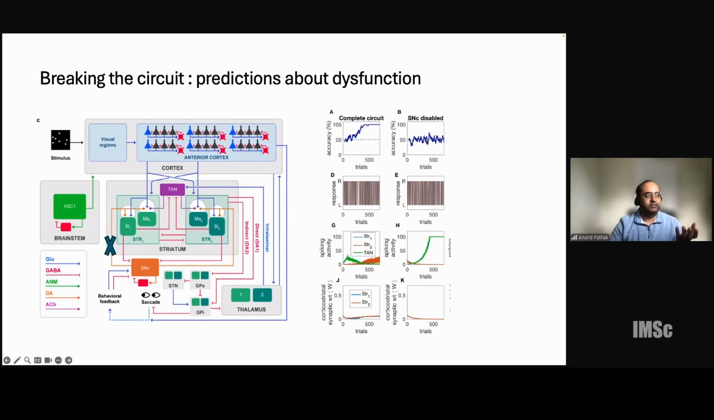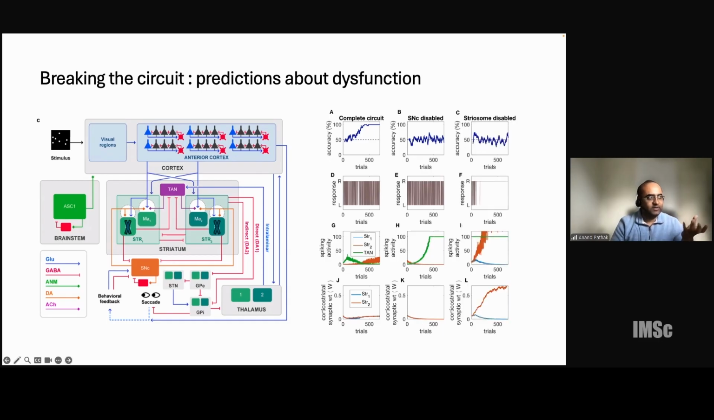It doesn't learn, like it's mentioned here. And if you see the response, it becomes more random. And then the activity also, the corticostriatal synapses kind of decay, and it's mostly the TAM activity which is dominating, and that's why you see random behavior.